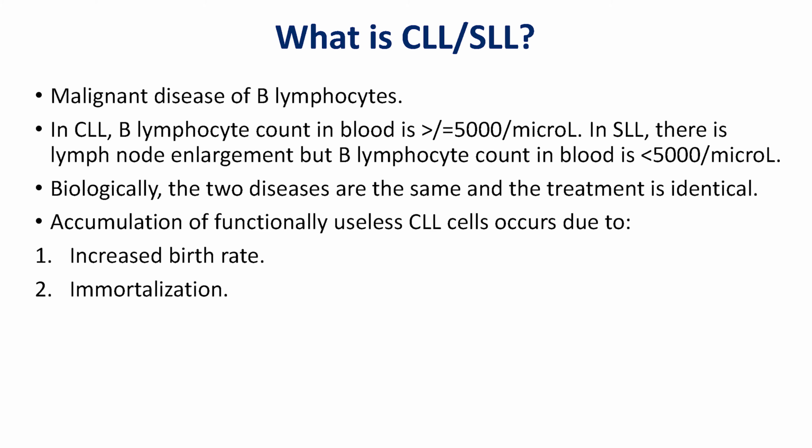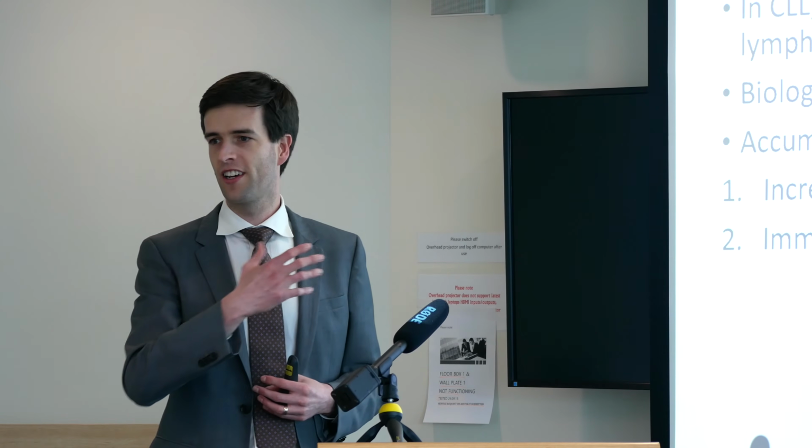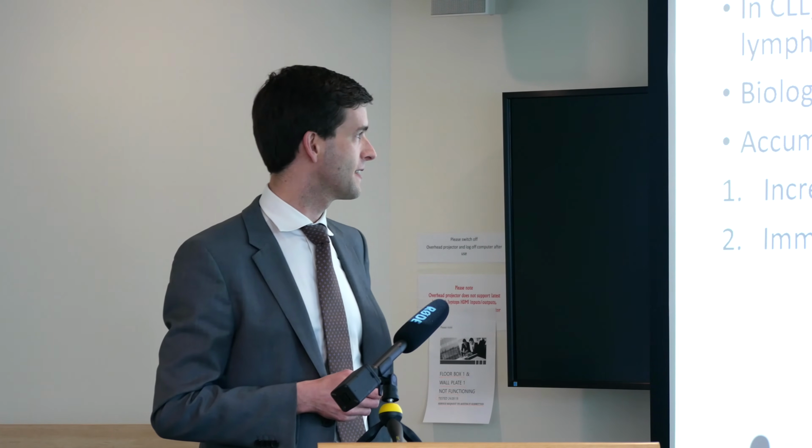lymphocyte count, the abnormal lymphocyte count in the blood is more than 5,000 per microliter. In SLL, the lymph nodes are enlarged, but your white count is not elevated above that level. But essentially, the two diseases are the same. They are biologically identical, and the treatment is identical. So when you see these two terms in things that you read, that's important to keep in mind.